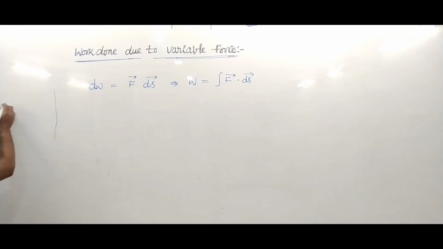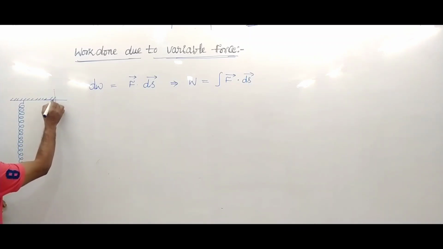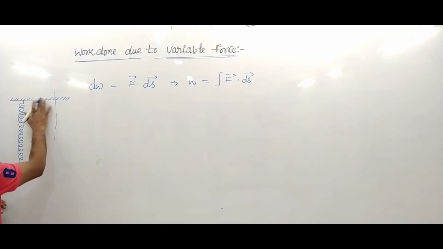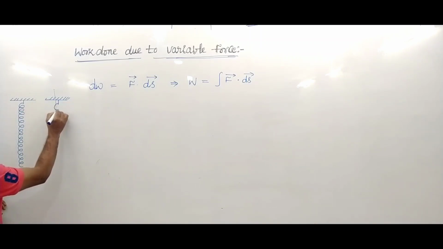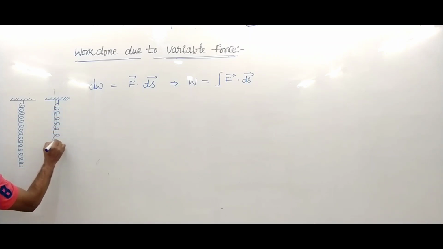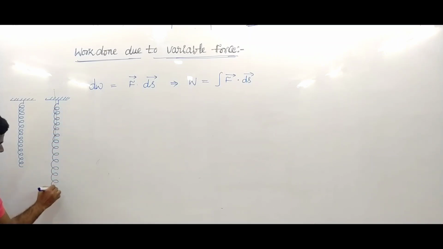Example: just consider a loaded spring. A loaded spring is the best example. Without load, the rings of the spring are very close together. With load, when a load is attached to the lower end of this spring, what is the condition? The spring is stretched.